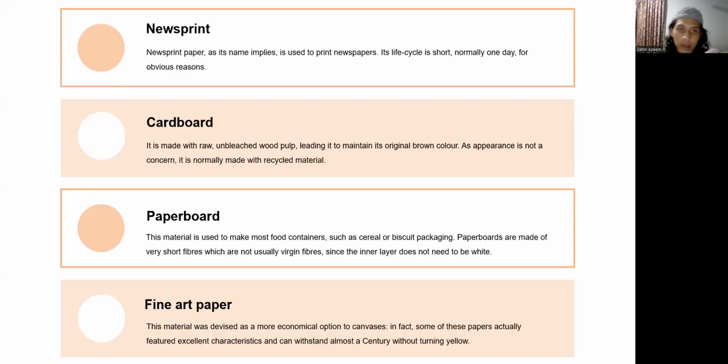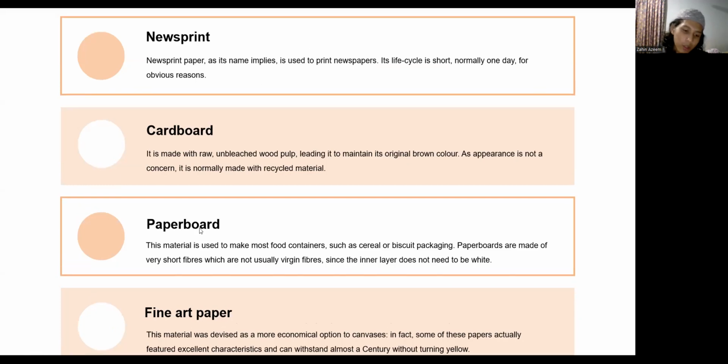So next is newsprint. Newsprint paper, as its name implies, is used to print newspaper. Its life cycle is short, normally 1 day, for obvious reasons, because a newspaper usually lasts for only 1 day or will be recycled for other things.